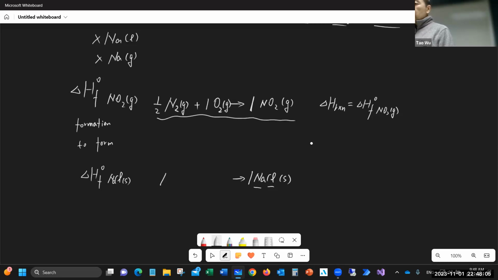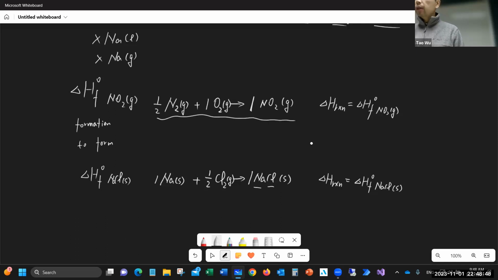So the elements should be sodium and chlorine. And those elements must be in their most stable form. Obviously sodium is solid sodium, and chlorine is Cl2 gas, chlorine gas. Then you add them together and balance the equation. So the equation should have 1/2 here and a 1 there. And this is the chemical reaction. The enthalpy of this reaction will be equal to the enthalpy of formation of sodium chloride solid. That's it.